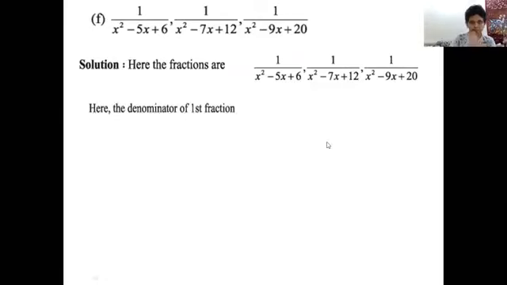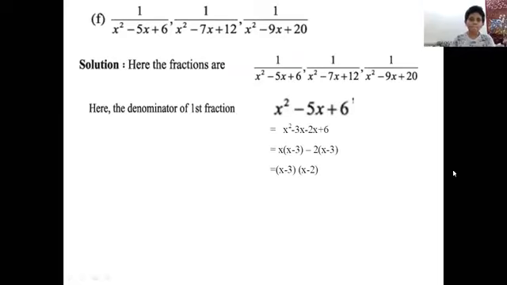The denominator of the first fraction is x square minus 5x plus 6. Now, this expression will break down by the middle term: x square minus 3x minus 2x plus 6. Here x is common, so we can write x into (x minus 3). Here 2 is common, so minus 2 into (x minus 3). Therefore, (x minus 3) into (x minus 2).